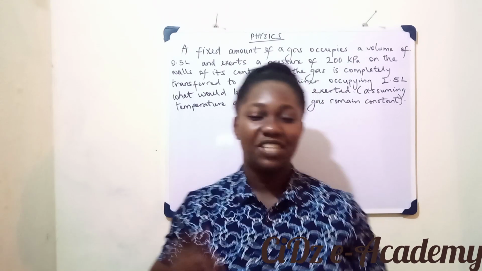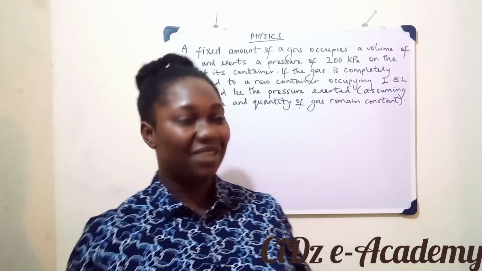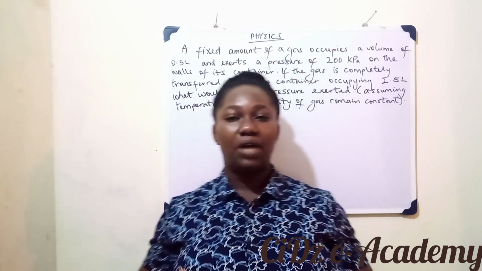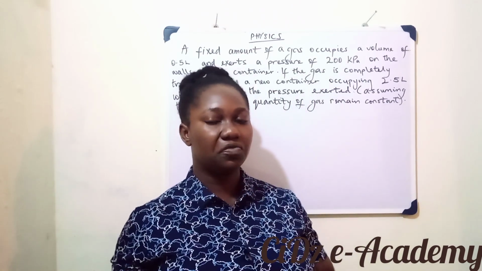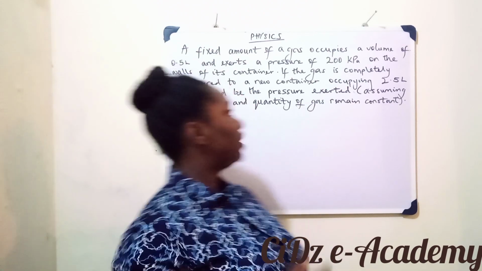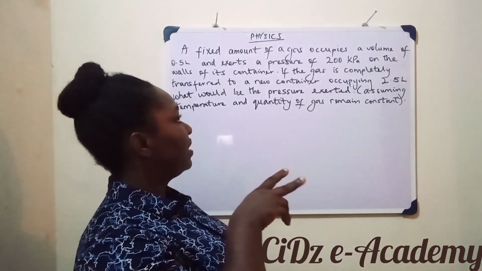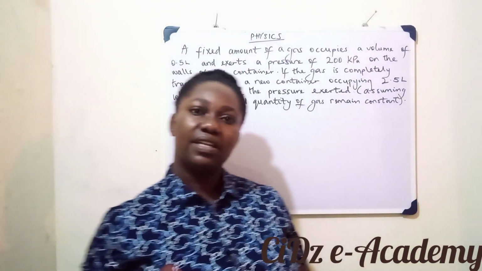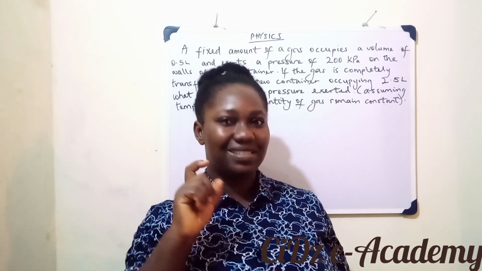Alright, so let's put on our physics thinking caps now. Whenever you have a question of this sort, the first thing you look out for is the units of each parameter mentioned in the question. Here we have two parameters mentioned, pressure and volume. Now you look if each unit is the same.